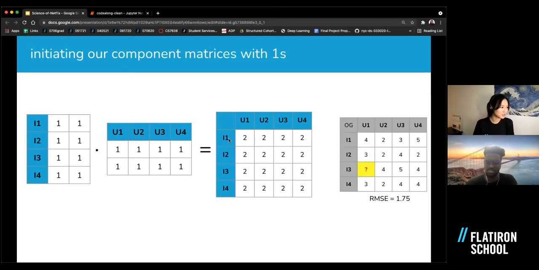You see how for user 1 item 1, we have 4. The error is going to be 2. For user 2 item 1, the actual rating is 2. At this point, this is actually correct, so the error is 0. For this one, the error is 1. For here, the error is 3. So it averages out to roughly 1.75. That's going to be our measure of how poorly our model is doing at this moment. Over time, the goal is to get this RMSE number as low as possible. I'll tell you now, the RMSE will never go down to 0, but we're going to try and get it as low as possible.